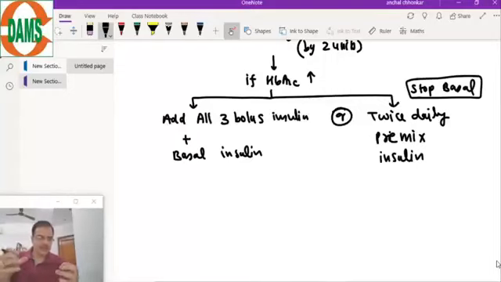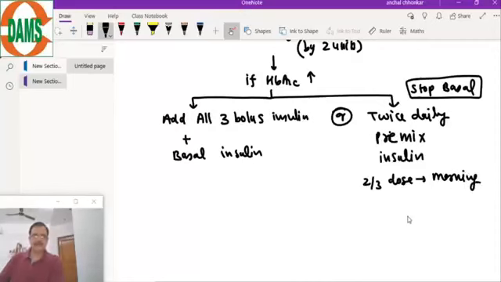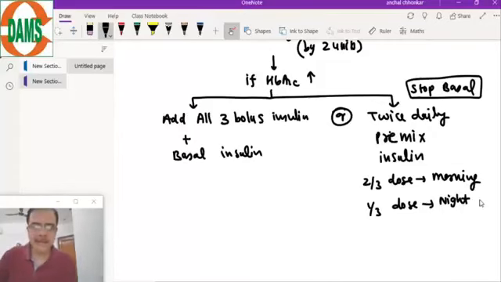What is the premix insulin? This is a twice daily insulin in which both the short acting and long acting insulin are present. So we will shift the patient to a premix insulin, in which 2/3 dose is given in the morning and 1/3 dose given in the night. So this is how to proceed.